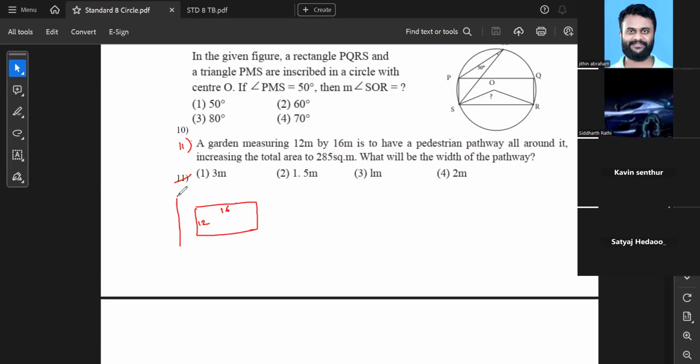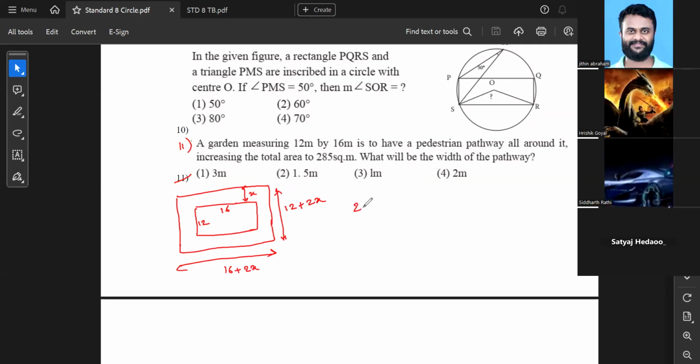Since it is there, we'll just solve. Initially it's 12 and 16. Now we are going to increase the width by, let's say, x. They are asking how much is the width. It's a quadratic, we can solve it by a quadratic equation. The new length will be 12 plus 2x, since it will be x here also, x here also. Similarly here it will be 16 plus 2x. Do you agree with this?